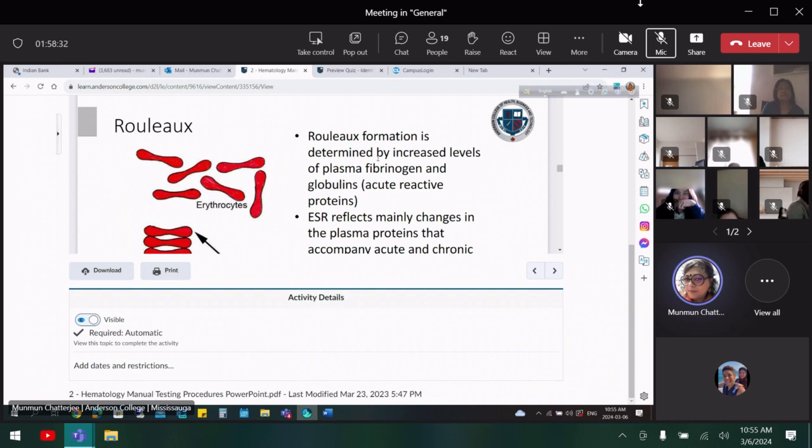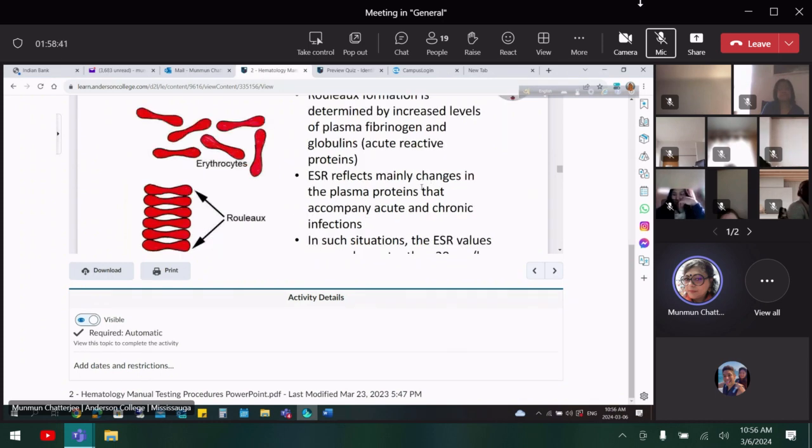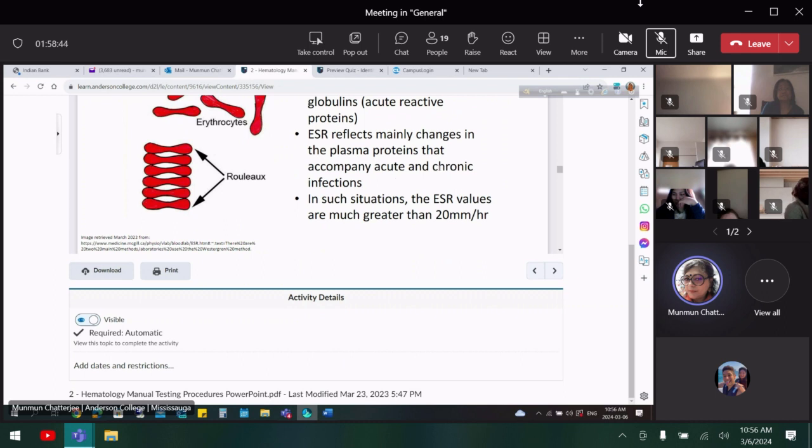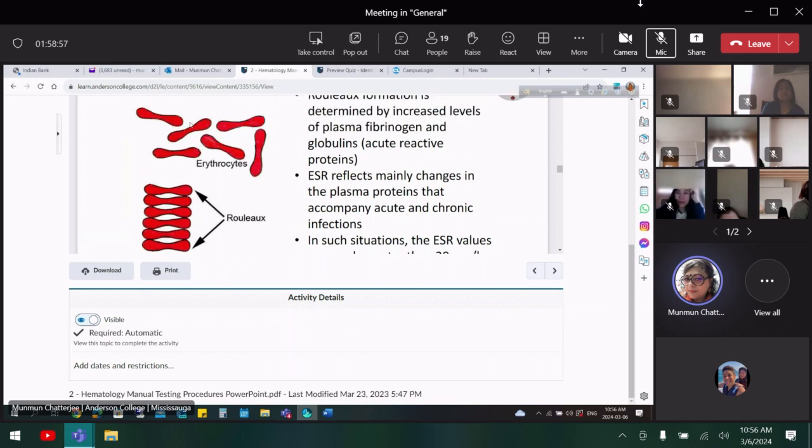Rouleaux formation is determined by increased levels of plasma fibrinogen and globulin proteins. ESR reflects mainly changes in the plasma proteins that accompany acute and chronic infection. In such situations, ESR levels are much greater than 20 millimeters per hour. This is when the RBCs stick to each other. Generally the erythrocytes move like this, but when they stick, they are thick and sediment very fast. So a higher sedimentation rate means you have more inflammation or some problem.